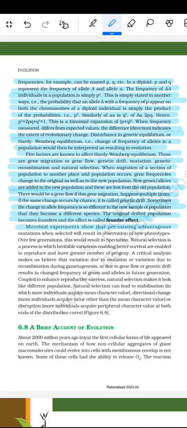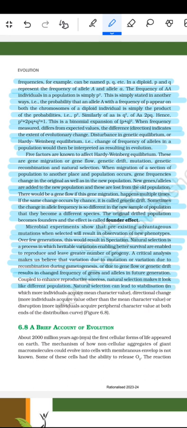Microbial experiments show that a pre-existing advantageous mutation when selected will result in the observation of a new phenotype. Over a few generations, this would result in speciation. Natural selection is a process in which heritable variations enabling better survival are enabled to reproduce and leave a greater number of progeny. A critical analysis makes us believe that the variation due to mutation, or variation due to recombination during gametogenesis, or due to gene flow or genetic drift, results in a changed frequency of genes and alleles in future generations. Coupled to the enhanced reproductive success, natural selection makes it look like a different population.